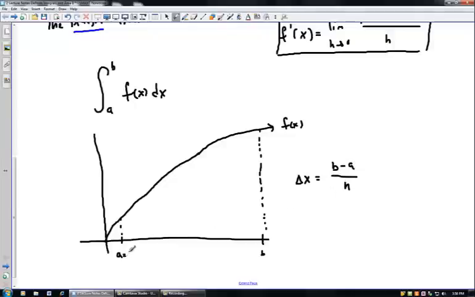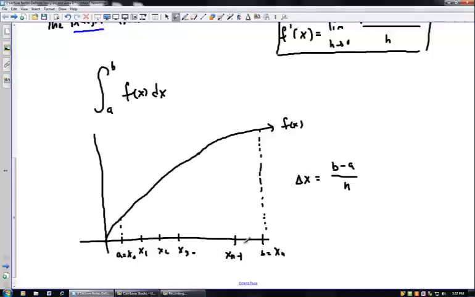We'll call this x sub 0 for a. And we'll go over a little bit more. We'll call this x sub 1. We'll go over a little bit more. Call this x sub 2. A little bit more. Call this x sub 3. And so on until we get over here. We'll call this x sub n minus 1. And we'll call b x sub n.